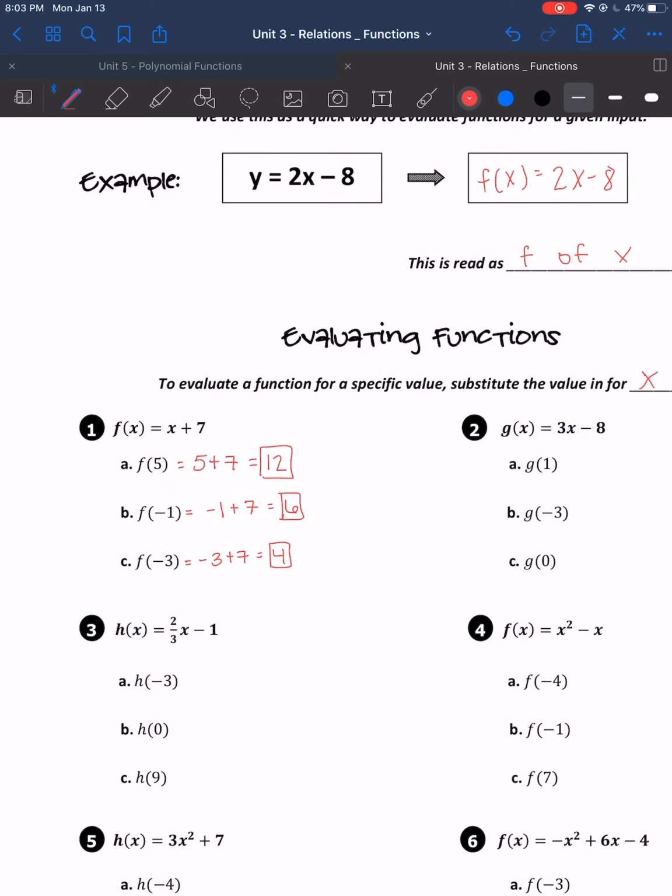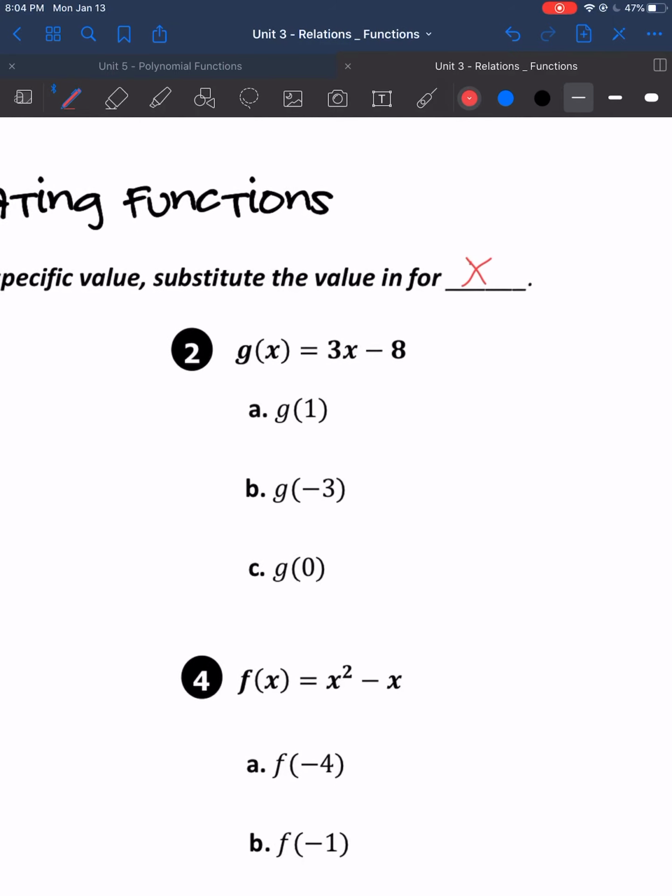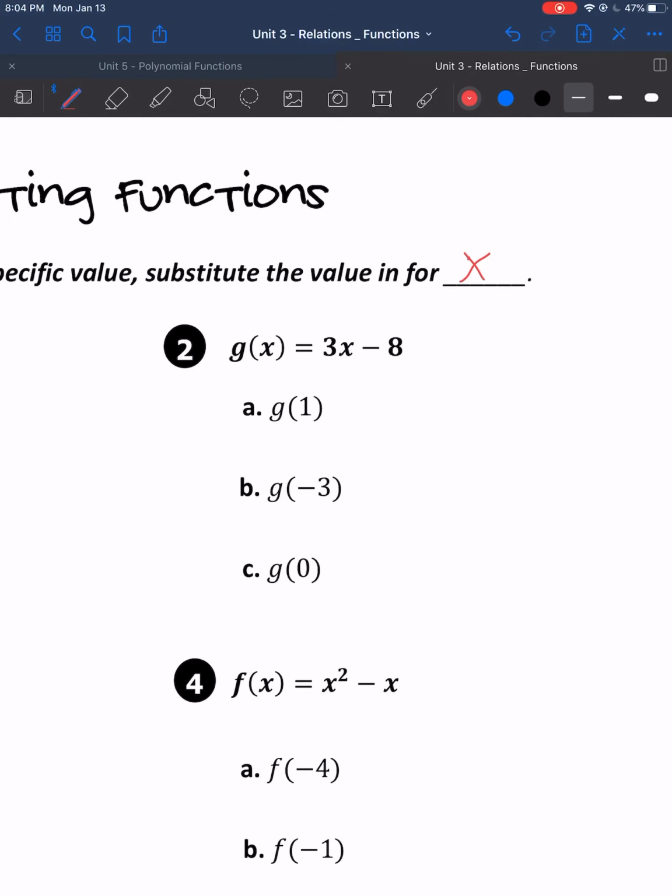And I lied, I'm going to do 2. We'll just do them all. Then we're going to do g of x, which is the same as f of x. It's just a different letter so as not to confuse it with the original f of x that we just used. So we have 3x minus 8, and we want to find g of 1. So 3 times 1 minus 8. 3 times 1 is 3, minus 8 gives me a negative 5.